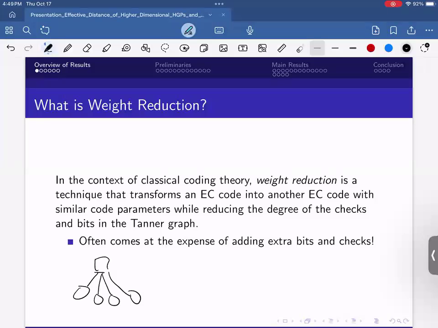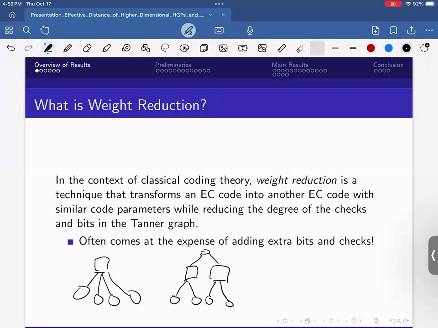If you want to reduce the weight of this check, one possible option is to come up with 2 checks that look like this. If you want to maintain the difference between the number of checks and bits, you could also add another bit at the top here so that n minus k is 3 or something like that. If you get what I'm saying.